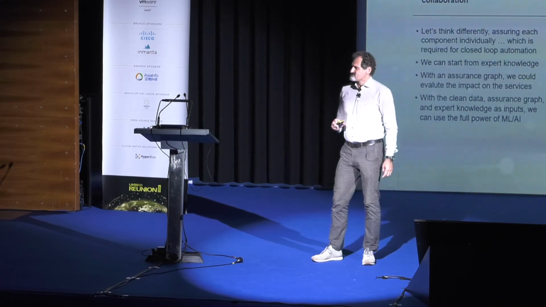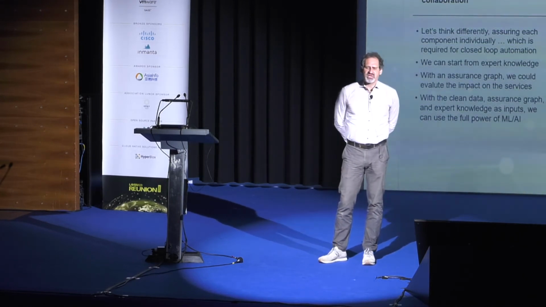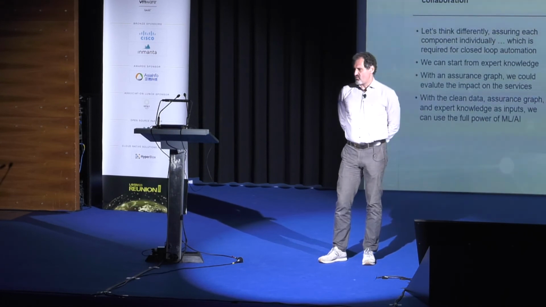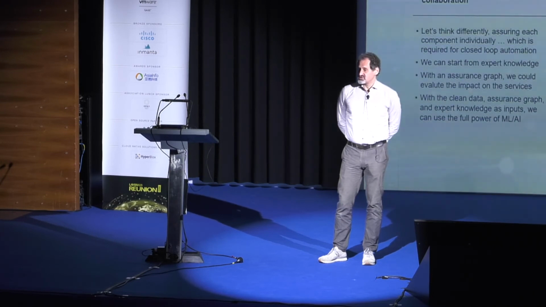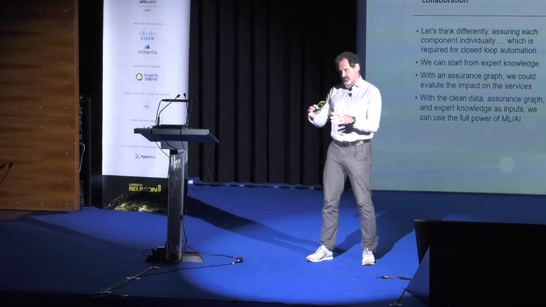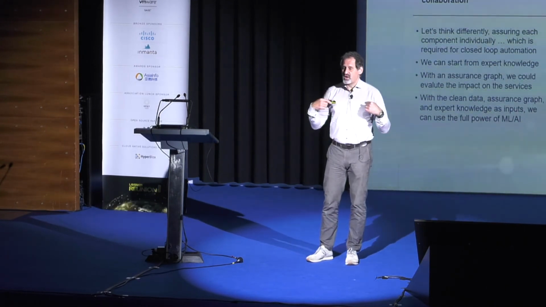Conclusions. So we have to solve this ADN vision one step at a time. Okay. Intent is key. Doing ML and AI without the intent is not successful. So we have to do it domain per domain. So we have to think differently. Can we assure components by components, domain per domain, proving it's not my problem.